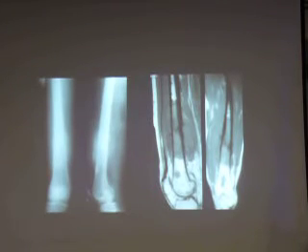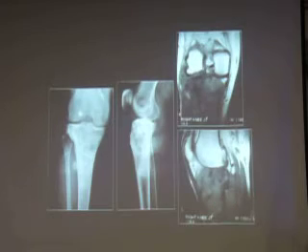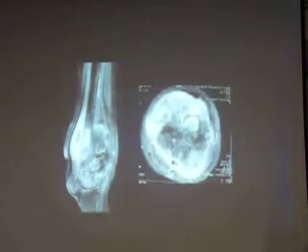What else does it tell you? Skip lesions, correct. What else does the MRI tell you? Intra-articular involvement. All these things have to be noted on the MRI scan. What other information does the MRI give? Absolutely, whether the neurovascular bundle is on the surface of the tumor or inside the mass of the tumor.